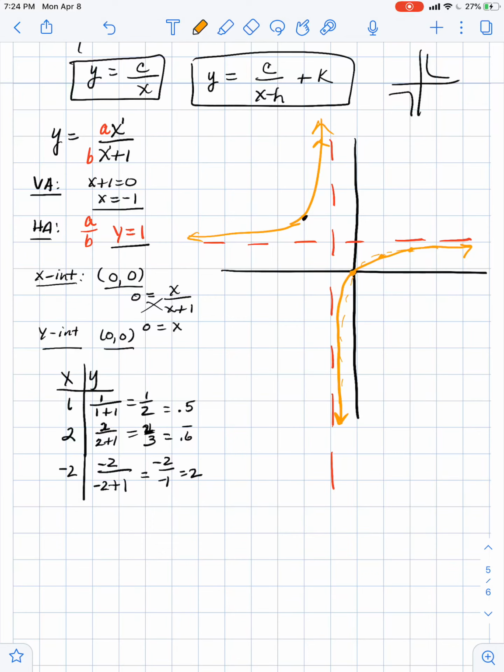So again, the difference in this one is that my horizontal asymptote is going to be A over B.